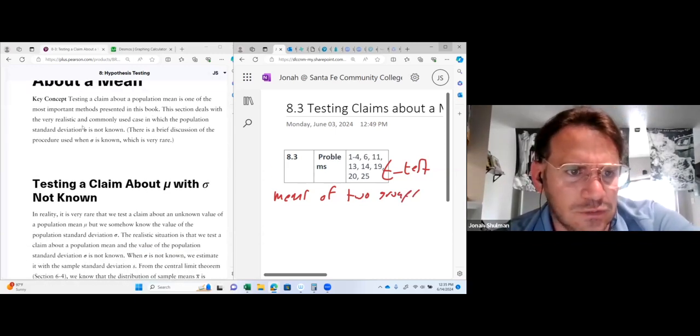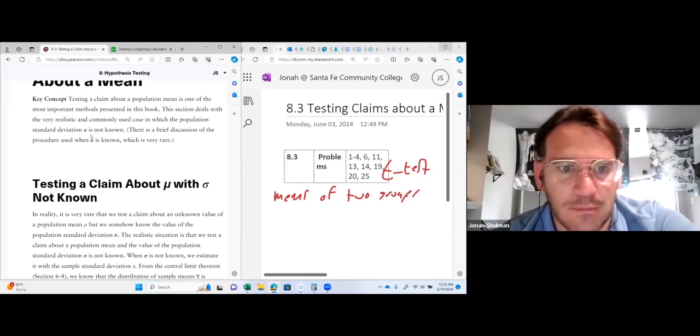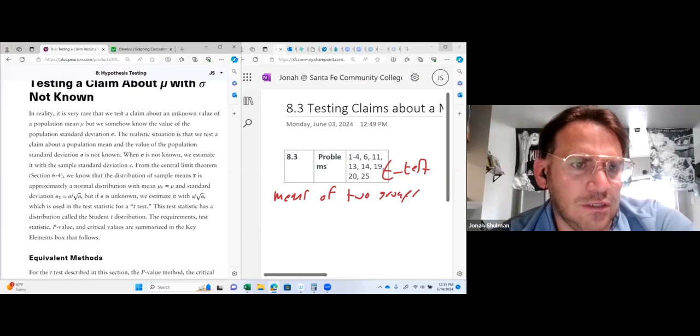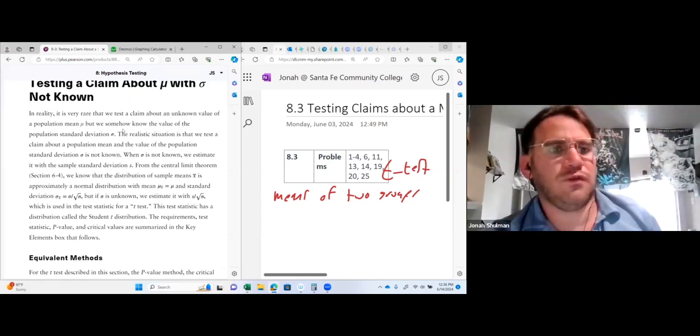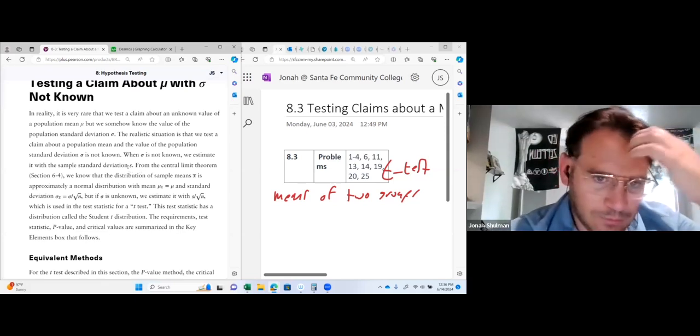This section deals with a very realistic and commonly used case in which the population standard deviation is not known. Now, if we were comparing two groups, we would have the two different standard deviations, so we would know these, but the procedure when this is known is very rare. In reality, it is very rare that we test a claim about an unknown value of mean, but we somehow know the value of the population standard deviation. That's true. When the standard deviation is not known, we estimate it by using our sample standard deviation.